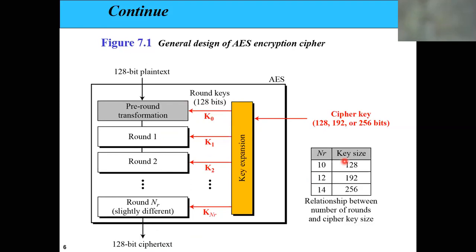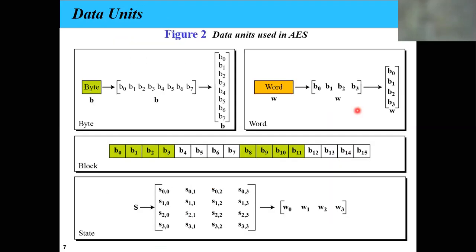Dear student, in the next slide we will define some basics of how our encryption algorithm is structured, and what the data units inside AES are. There are some basic data units in AES, as you can see in figure 2. A byte consists of 8 bits, so B0, B1 can be written as a row vector or as a column vector. A word can also be written either as a row or as a column.